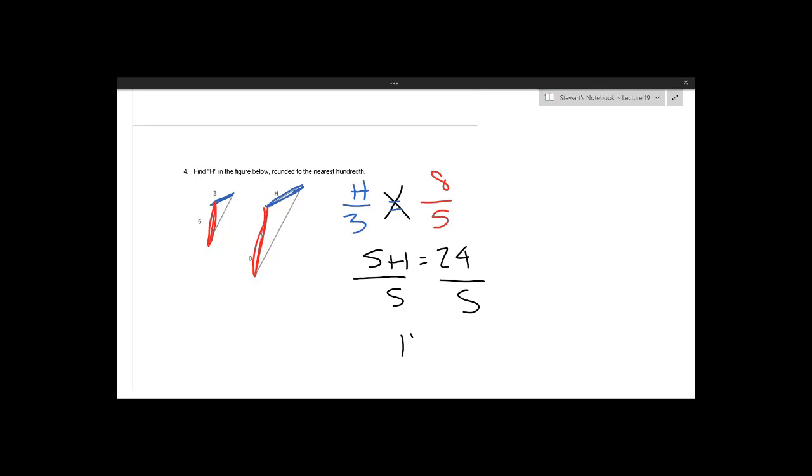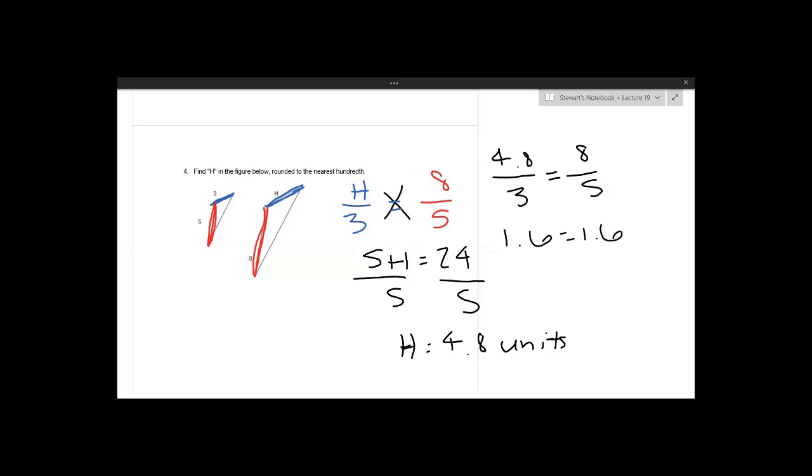And if you do 24 divided by 5, you should get 4.8 units. It doesn't tell us what measurement this is in, so we just say 4.8 units. And you can check if 4.8 over 3 is the same as 8 over 5, which it is. This is saying 1.6 equals 1.6. They're the same ratio.